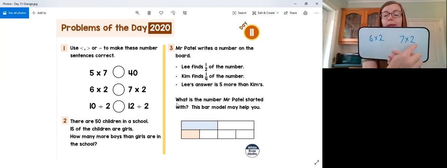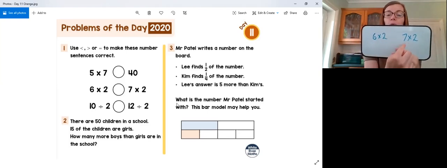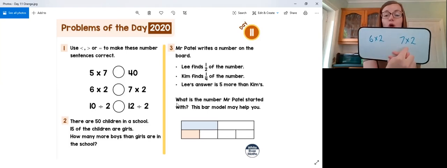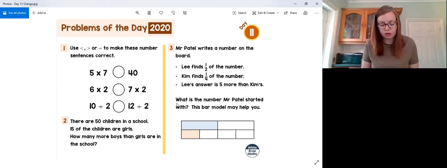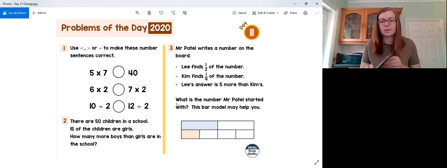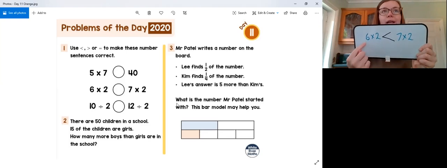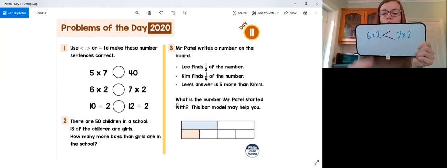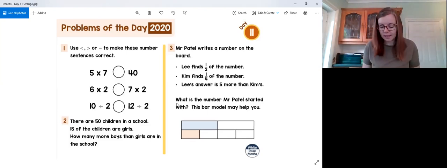So without even working out what 6 times 2 is equal to and what 7 times 2 is equal to, I know this side must be bigger because I have one more lot or one more group of 2. So again, I'm going to put in my less than symbol because I know this has one less group of 2. This has one more group, so the hungry crocodile is going to eat the bigger group. Okay? And lastly, we've got a division number sentence to compare. So we have 10 divided by 2 and 12 divided by 2.